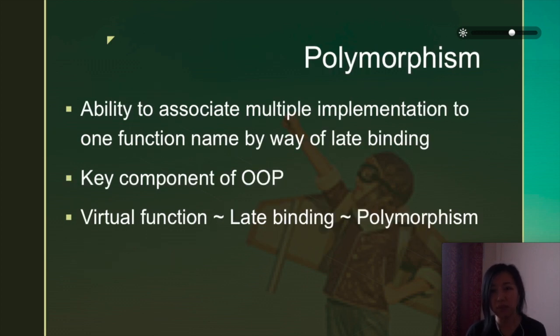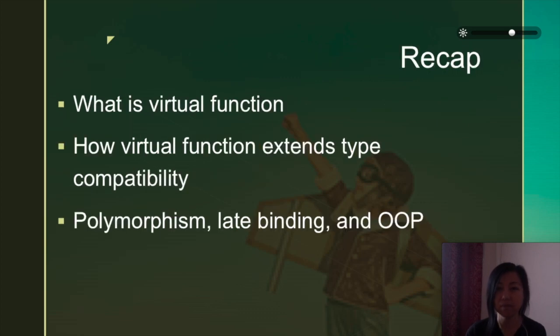This is actually related to polymorphism, which is the ability to associate different implementations with one function name by way of late binding, which is also a key component. Polymorphism, as we talked about at the beginning of the semester, is one of the reasons why we want to use OOP, object-oriented programming. Basically, virtual functions, late binding, and polymorphism are kind of the same concept. So to recap, we talked about what a virtual function is, how virtual functions extend type compatibility, and the relationship between polymorphism, late binding, and OOP virtual functions.